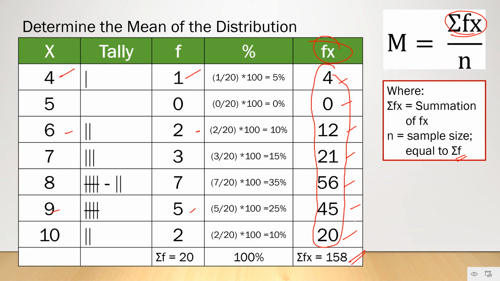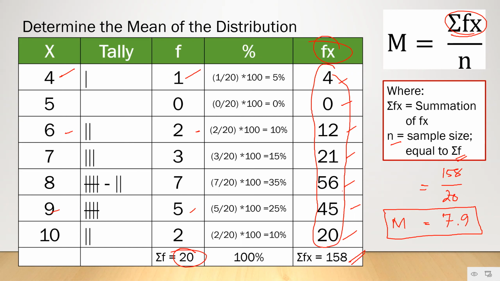To compute the mean, let's follow the formula. That will be 158 divided by our n, or our summation of f. That's 20. 158 divided by 20, our mean is going to be 7.9. That is the mean of the given scores.